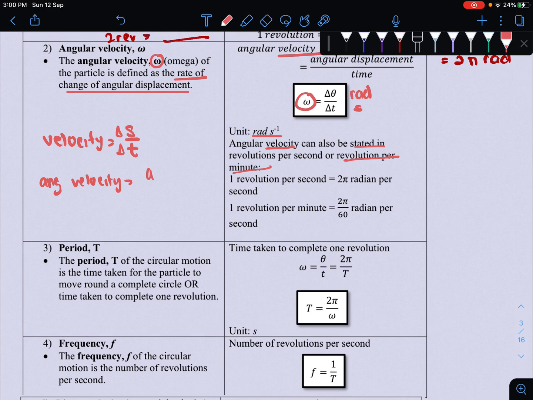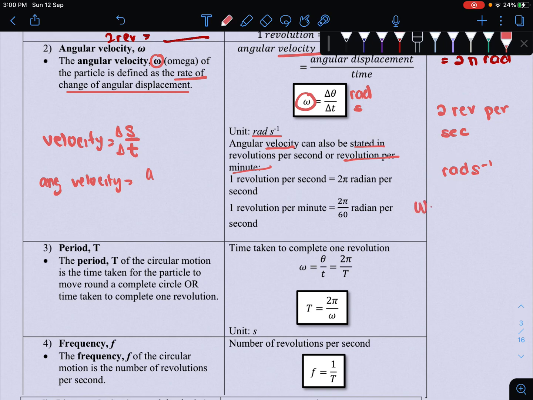Revolution per second ini, contoh dia kata blah blah blah has made 2 revolution per second. Okay, dia kata 2 revolution per second. How do you convert pergi radian per second adalah kita nak unit radian per second. Okay, unit masa kamu tak ada masalah. Unit masa kamu dalam per second. Sorted. Unit kamu punya displacement ini yang bukan dalam radian. Okay, unit displacement kamu dalam revolution.